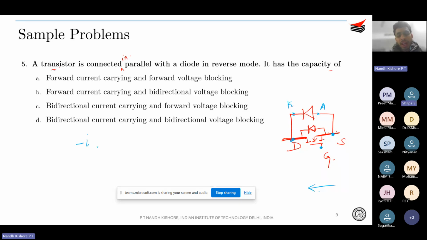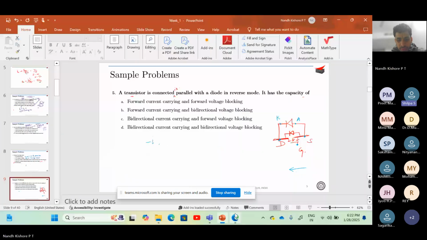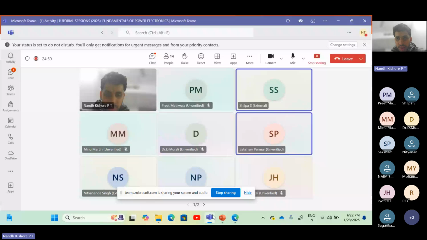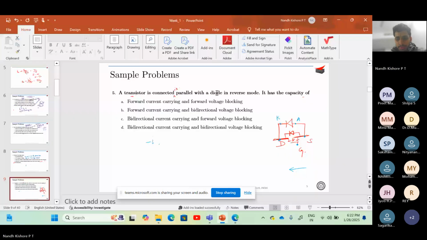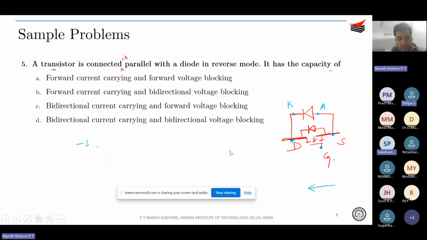Negative I is possible. Hello, Kishore, are you sharing your screen? Sorry, are you sharing your screen? I'm not able to see your screen. I'm sharing my screen. Is anyone else not able to see? For me, it says it is sharing screen and audio. Yes, sir, it is visible. Okay, it's visible, right? So what you can do is log out once and log in again. I think then the issue would be fixed.